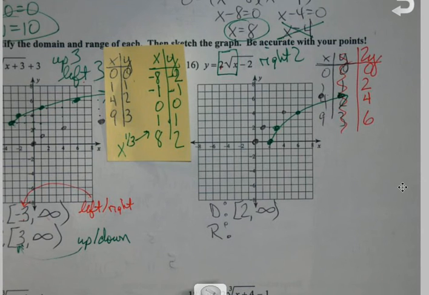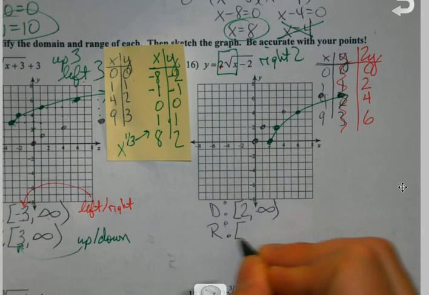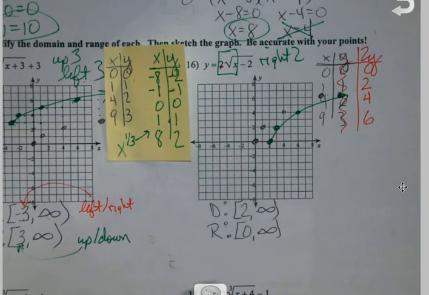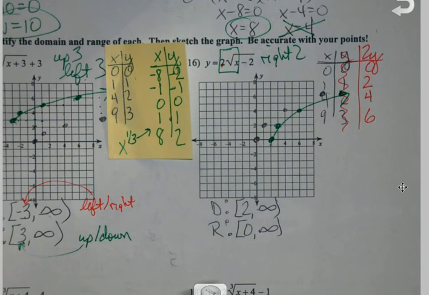What about my range? Did I move up or down at all? No. So my range stays at 0. And again, I can even see that on the graph if I want to look at it graphically. So you kind of see how these things come together and how they make connections.